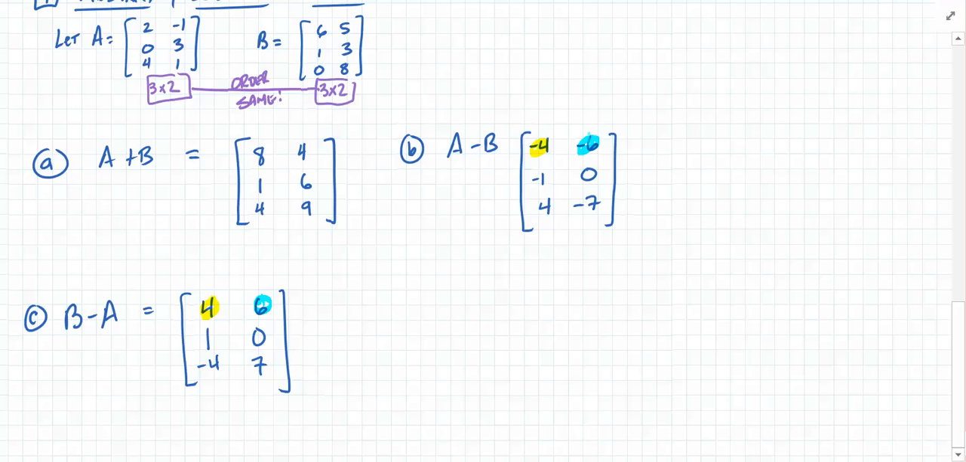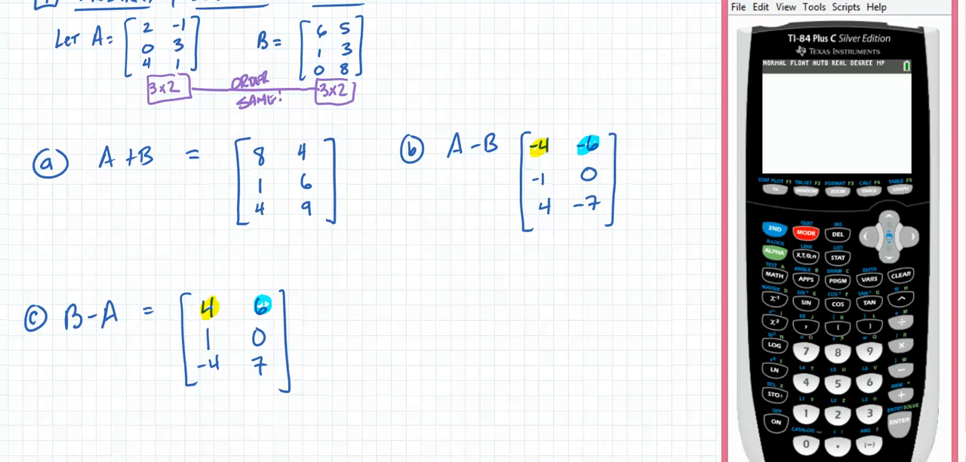Okay, so your calculator can also do this. So I do want to show it to you at least once. So take your calculators out for me, please. I do want you guys to have calculator skills when we're talking about matrices. So we'll go second matrix, and we're going to go over to edit. And we're going to plug in matrix A.